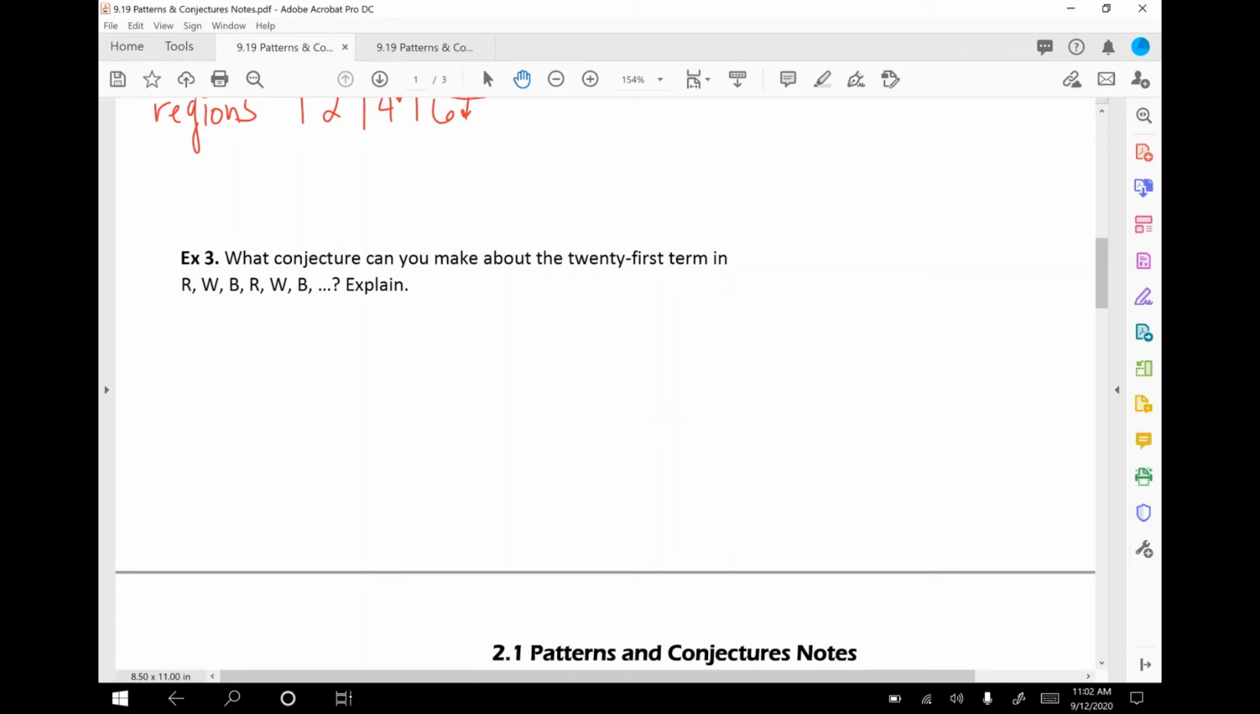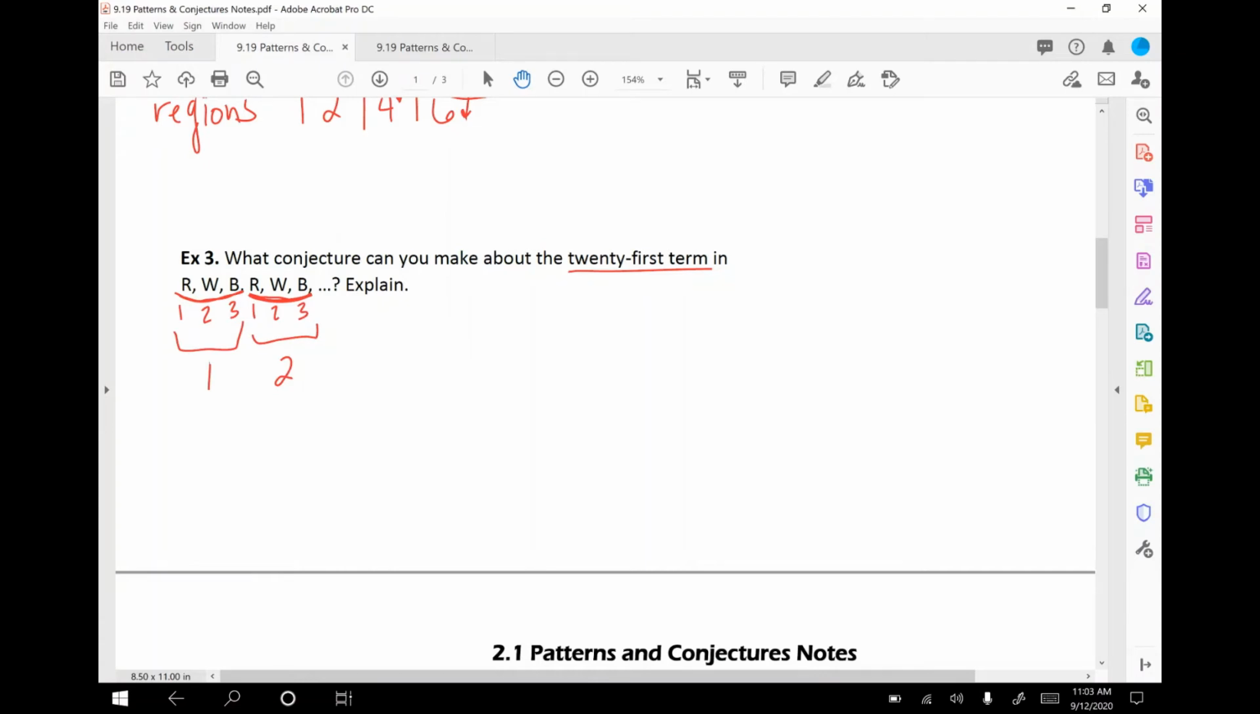Now it says, what conjecture can you make about the 21st term in RWB, RWB? Explain. Let's look. We can see the pattern repeats every 3 terms. The first term of a group is going to be R, the second will be W, the third one will be B. And then that's going to repeat again. Every time we do 3 more terms, we land on the letter B. R is 1, W is 2, B is 3. This is the first time we're doing that sequence, and this is the second time.